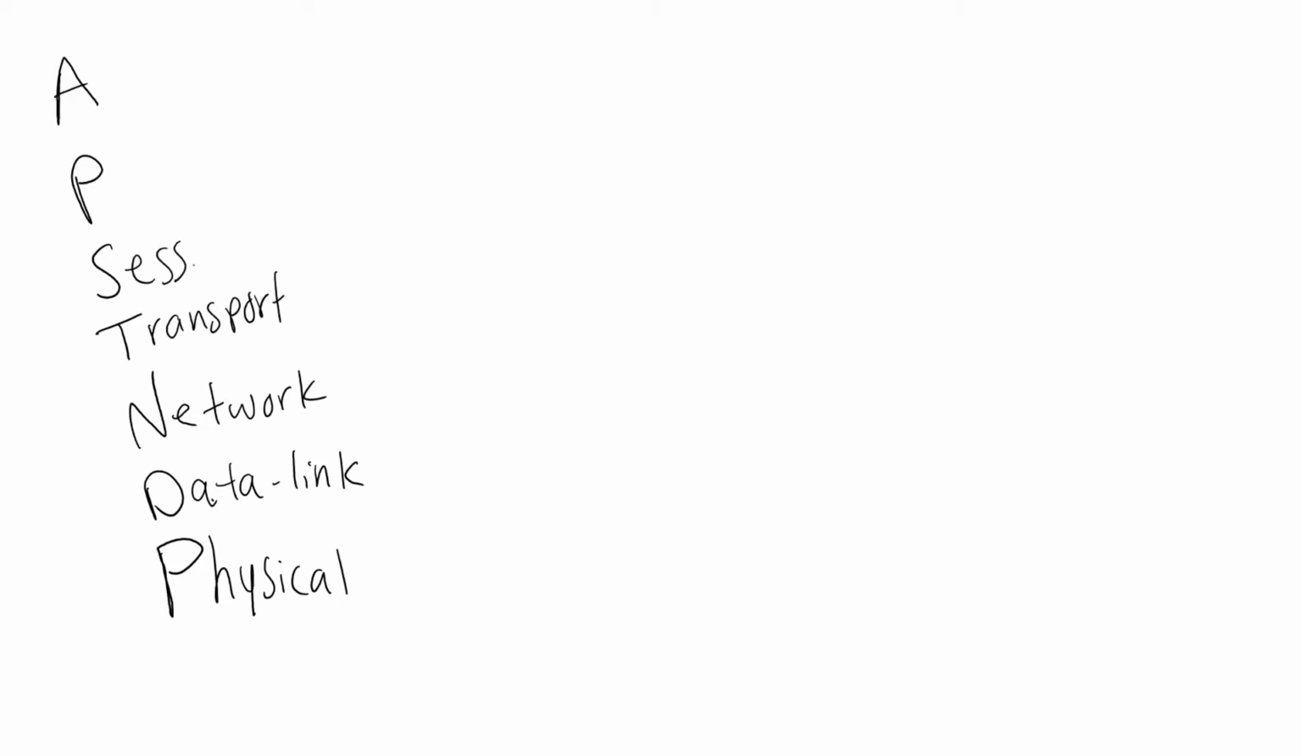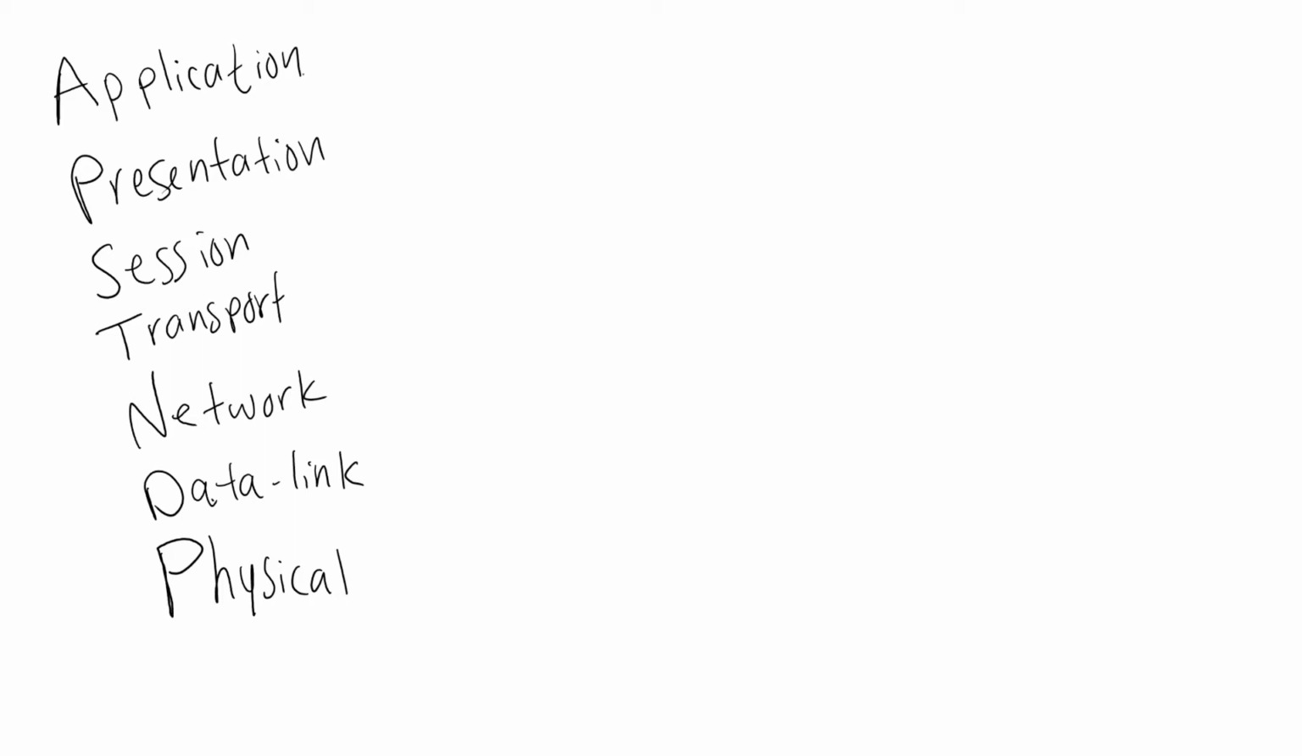So the first layer is the physical. Then we have data link. Then network. Then transport. Then session. Then presentation. And then application. At each of these layers, certain rules and certain ways of communicating apply.